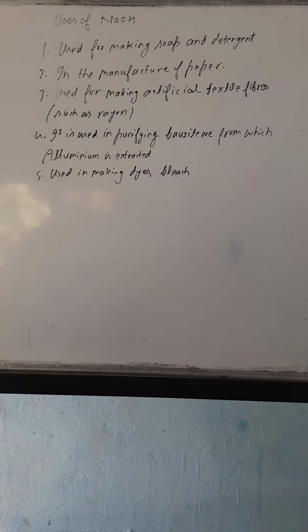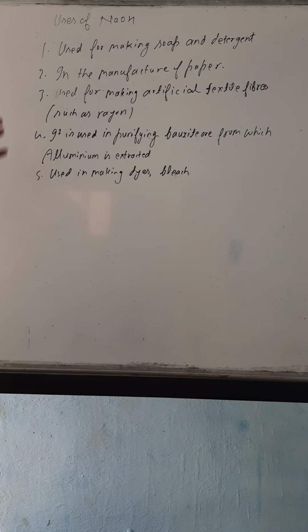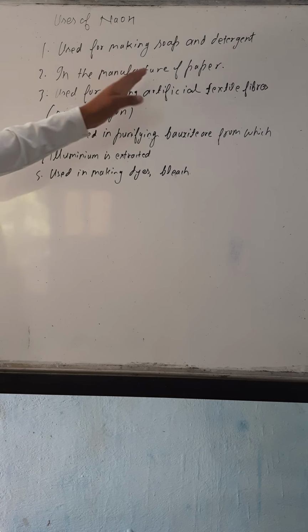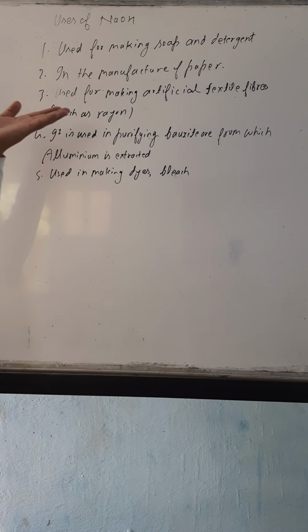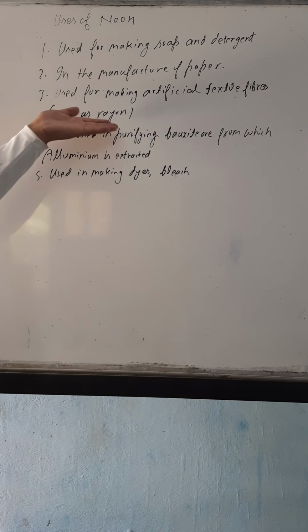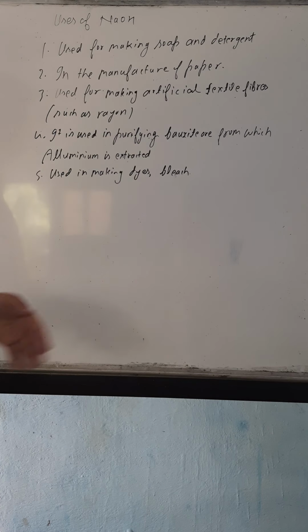So here we have written some uses of sodium hydroxide. The first ones we have already discussed: it is used in making soap and detergent, in the manufacture of paper, and in making artificial textile fiber like rayon. Rayon is also known as artificial silk. So in making rayon also we are using NaOH.